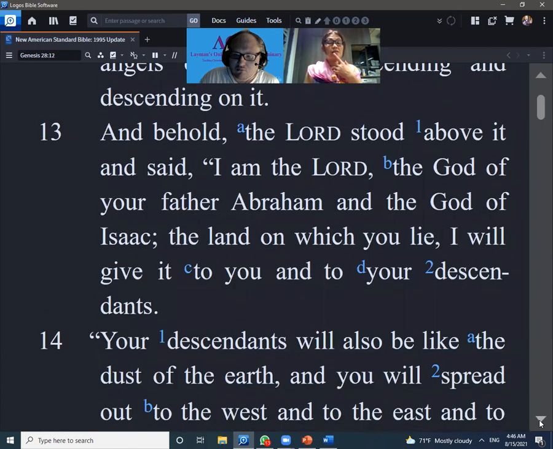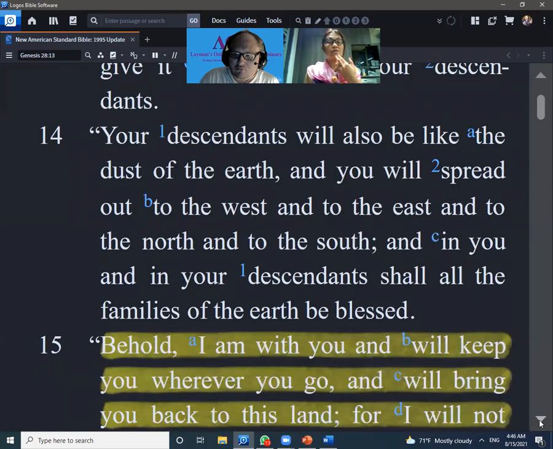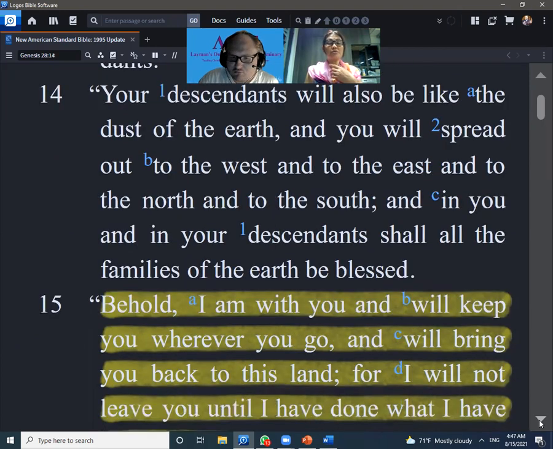"And behold, the Lord stood above it and said, 'I am the Lord, the God of your father Abraham and the God of Isaac. The land on which you lie, I will give it to you and to your descendants. Your descendants will also be like the dust of the earth, and you will spread out to the west and to the east, and to the north and to the south, and in you and in your descendants shall all the families of the earth be blessed.'"